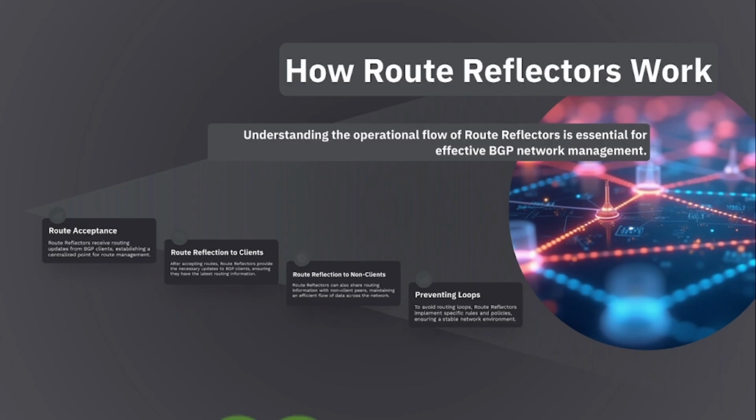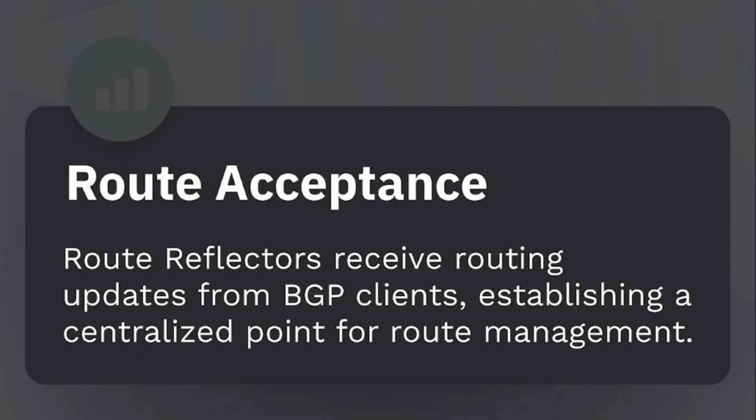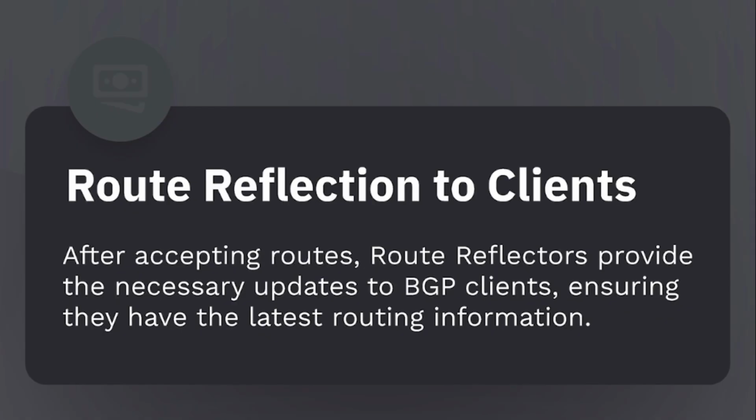So how the route reflectors work, you have to understand. First is route acceptance. Route reflectors receive routing updates from BGP clients. So it is a centralized point. Central approach means all the clients will forward the routes to the route reflector. Then route reflection to the clients: the route reflector will forward the updates to the clients. After accepting the routes, route reflectors provide the necessary updates to BGP clients. So if I am the client, I will send it to the route reflector server, and the server will reflect it back to the clients.